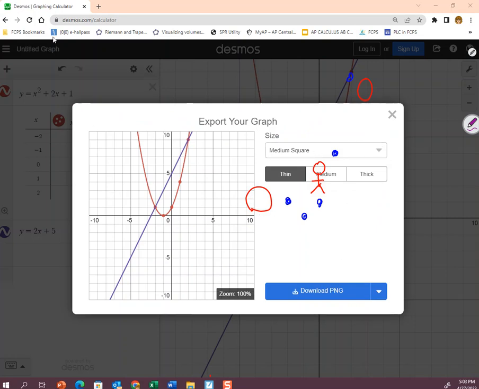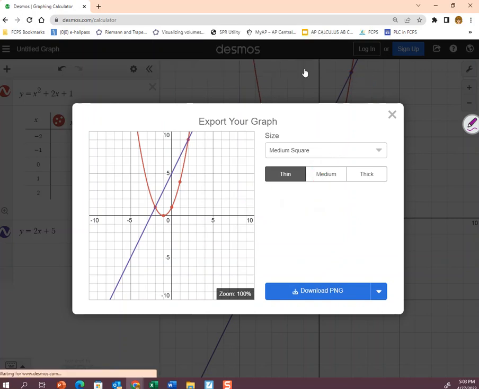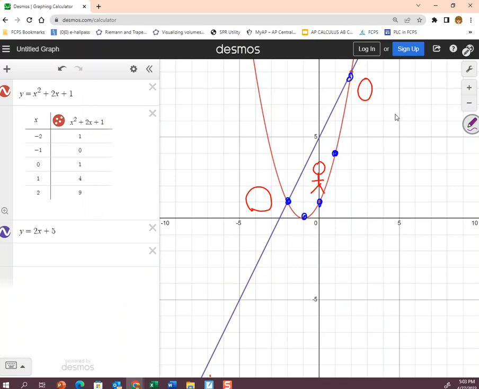Can I get out of here? All done. I don't want to leave, I just want to not do that. Okay, there we go. Let me get rid of this little table. Watch what I'm going to do.